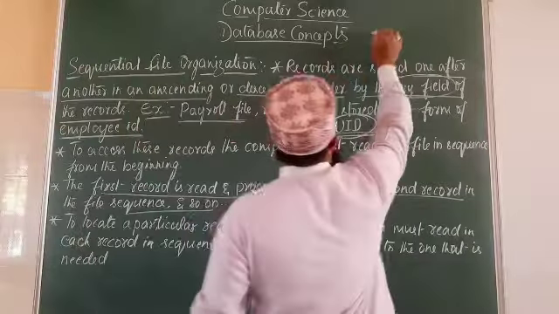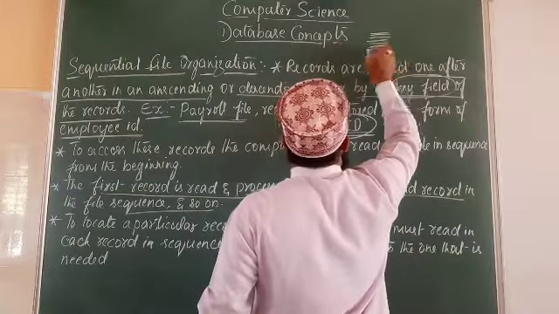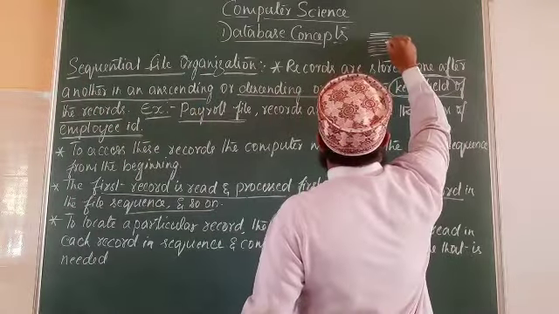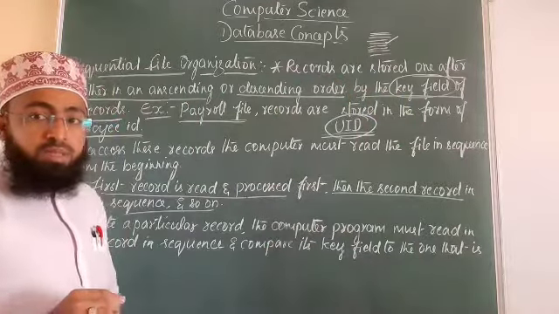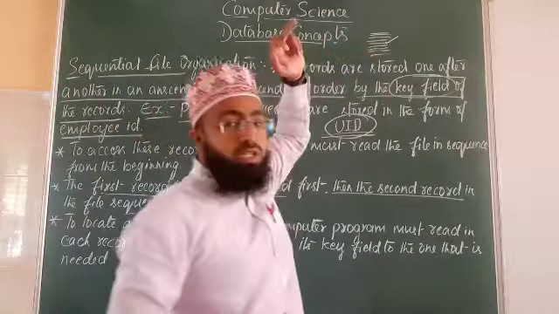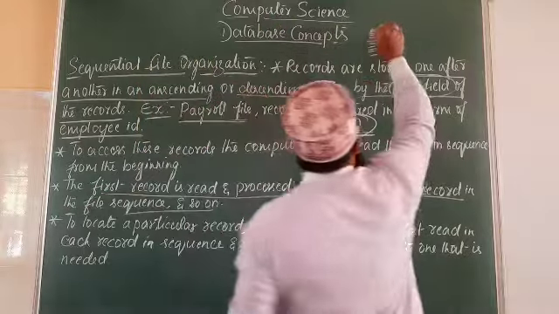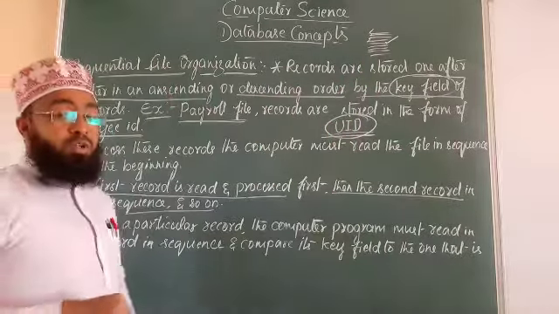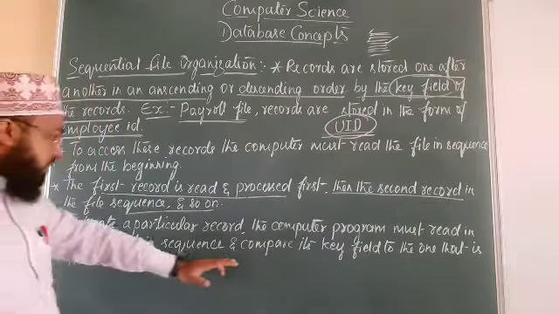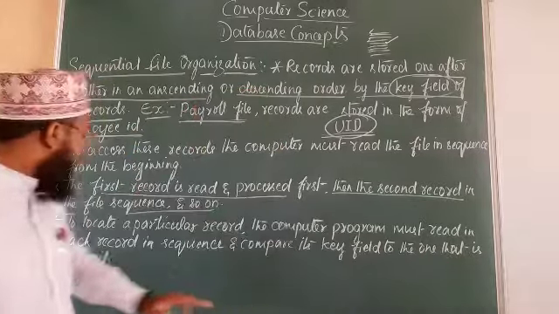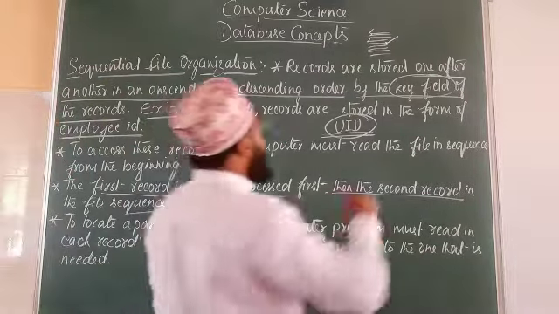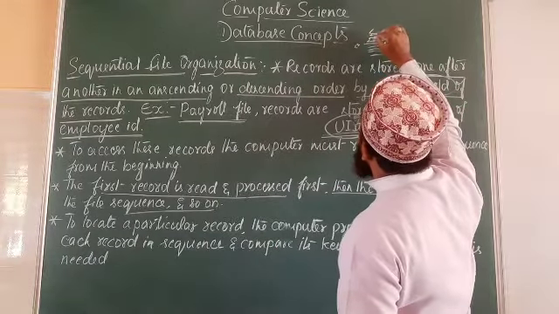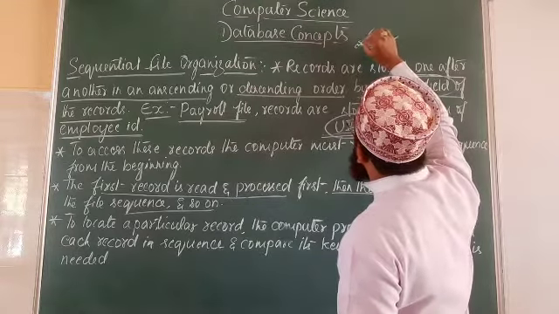We have a bulk of records. Bulk means many records. We want to access any one particular record. At that time, the computer will not directly move to that record. No, it will read from the first record, then second, third, fourth, then come to the particular record, and compare its key field to the one that is needed. See, we have given the key field as CS1, 2, 3, CS5.